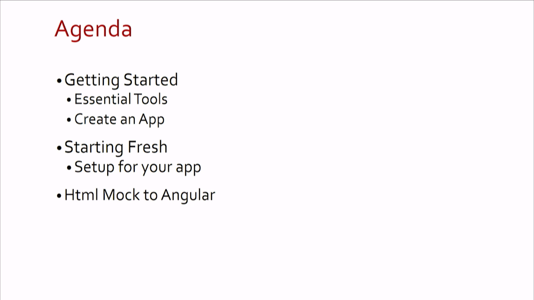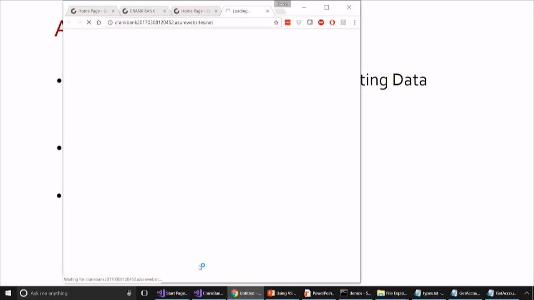As a whole, we've covered an awful lot of ground in this particular session. We showed how we could get started with some essential tools. We showed how you could refresh the template and actually start with a pretty clean environment. We've shown how you can take HTML mocks and bring them across into Angular. And we've shown how you can incorporate data services. And of course, here we go. My publish has just succeeded, and it's actually bringing up the application in Azure.